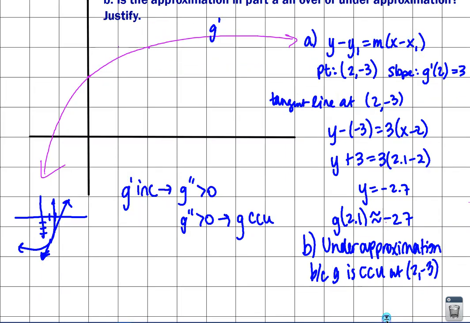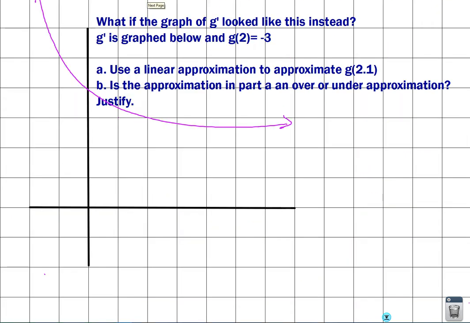Here, let me go ahead and add that in there. So, under approximation, because g is concave up at (2, -3) and the tangent line falls below. Basically, as I get further away from my point that I know, my approximation is going to be further and further off from the true value because my function is concave up. It'll be below it. So any linear approximation on a function that's concave up is going to be an under approximation.